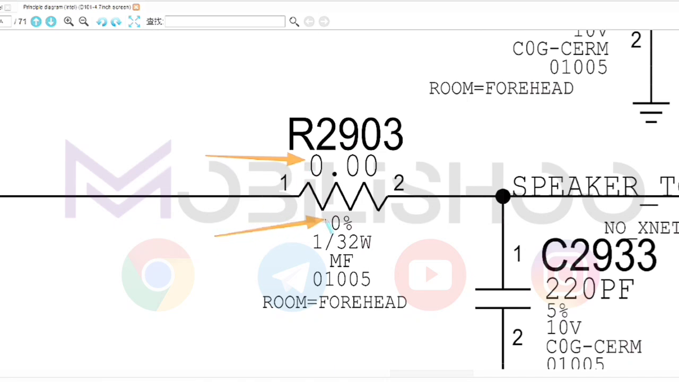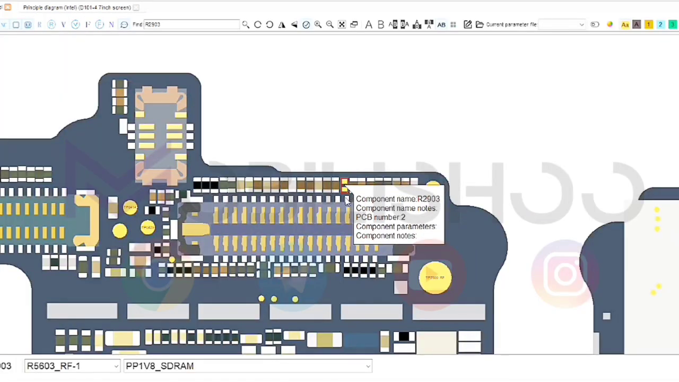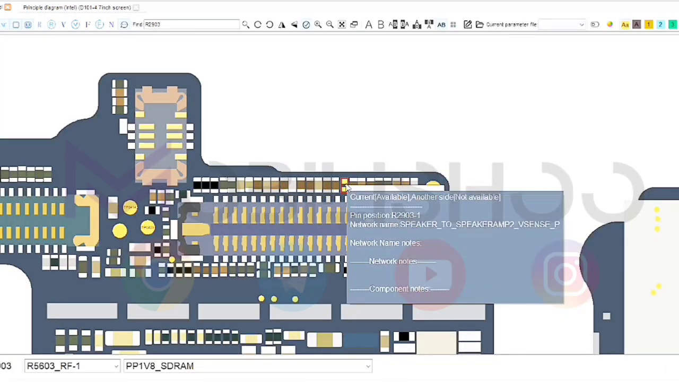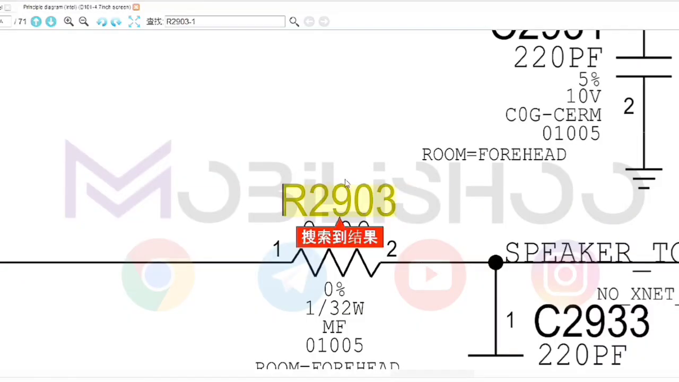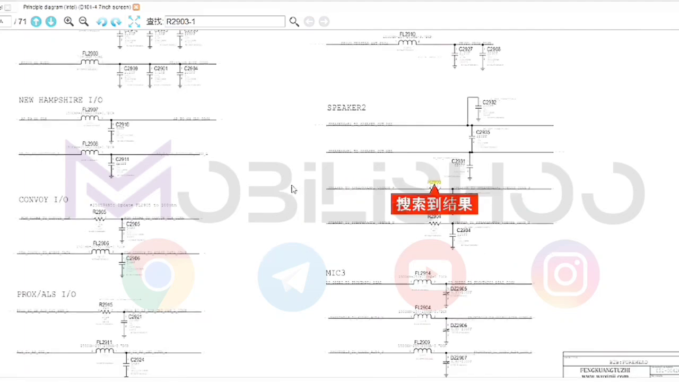Let's move on to the next resistor, the fuse resistor, which is a very important resistor. This resistor is often responsible for protecting the circuit. As you can see, this resistor is 0 ohm and has a 0% error coefficient. This resistor is similar to other resistors and is no different from them in appearance.